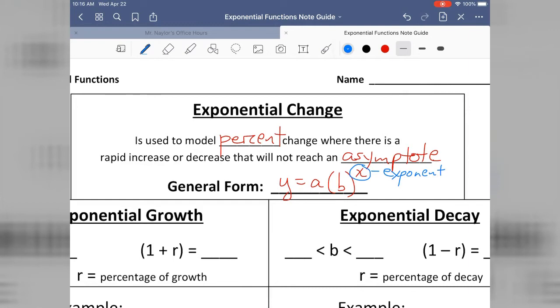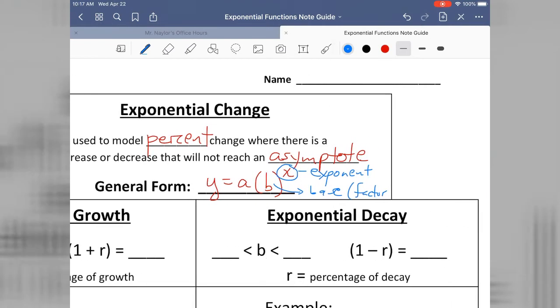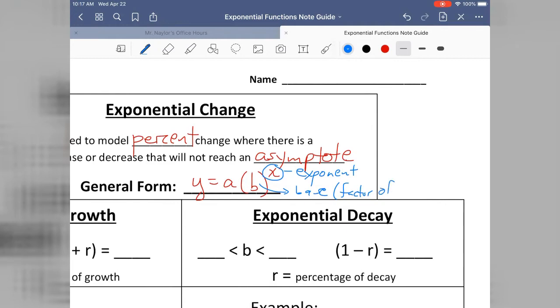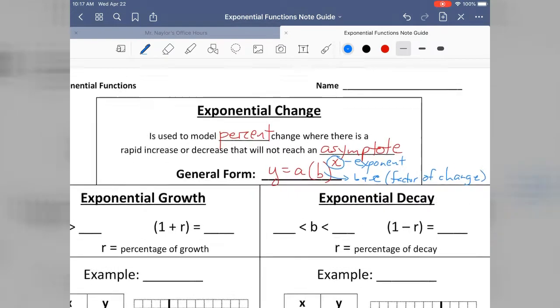Now, you also will always have a base. The base, given by b, is going to be the factor of change. In other words, depending on the number that we have for the base, it'll then affect the way your graph, the way your equation, the way your numbers change. So the base is the factor of change.